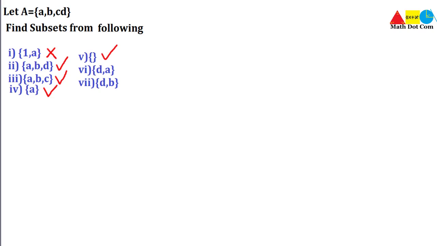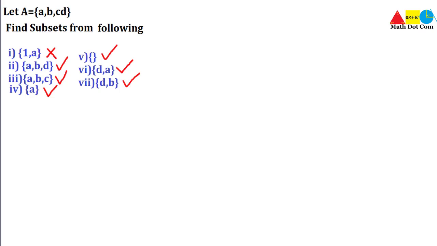Then we have {d, a}. Yes, this is also a subset of A, as the order doesn't matter whether you write a first or d first. You just need to match the elements. Then you have {d, b}. Yes, this is also a subset of A. This is how you can find the subsets when you have the concept about it.